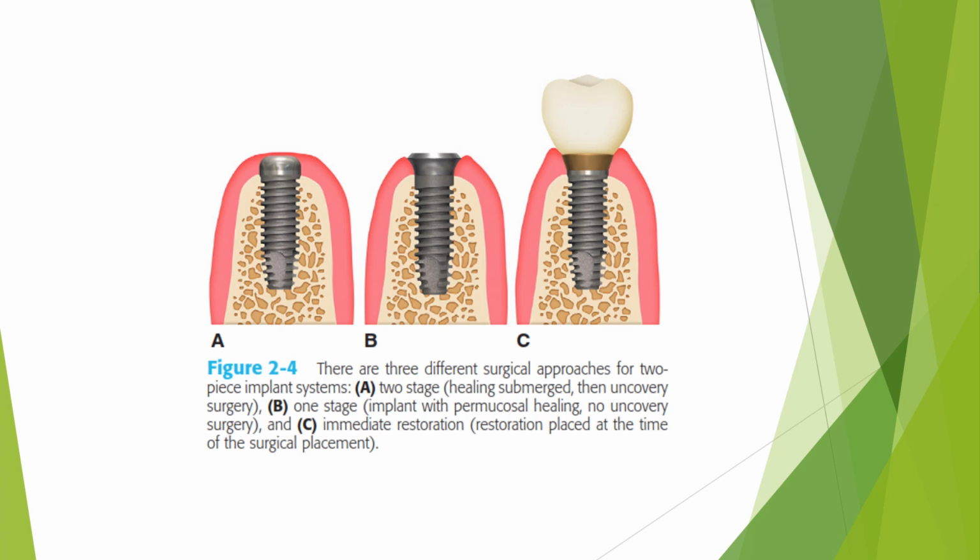And based on the surgical approaches, there are three different approaches for two-piece implant systems. They are two-stage, healing submerged, then uncovery surgery. One-stage, implant with transmucosal healing, no uncovery surgery, and immediate restoration, that is restoration placed at the time of surgical placement. So there are three different surgical procedures. One-stage, two-stage, and immediate restoration or immediate load.